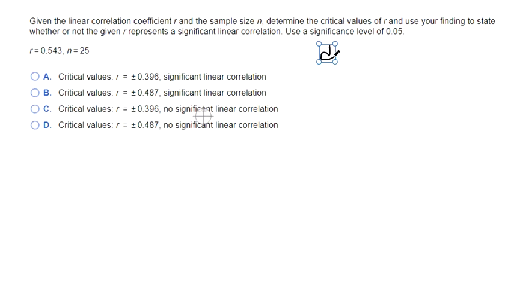Okay, so before you do that, just know the degrees of freedom isn't n-1 like it used to be with our t-tests for means. It's n-2. Okay, so our degrees of freedom is 23 for this problem.